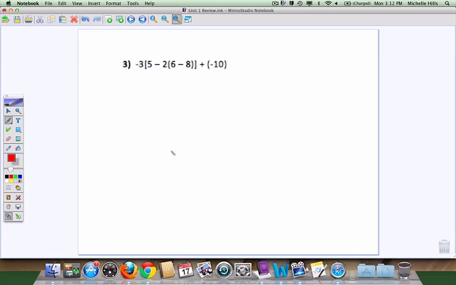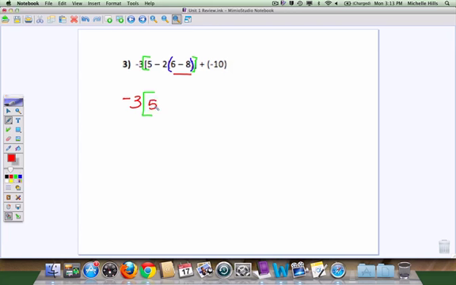This is the first time I actually see operations inside grouping symbols. Now I have two separate sets of grouping symbols. I have these big brackets, and then inside those big brackets, I've got this set of parentheses. We work our way from the inside grouping symbols out. So the first thing I'm going to do is just the 6 minus 8. So the -3 with the big square brackets is going to come down.